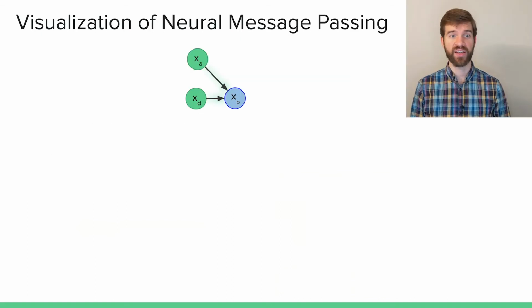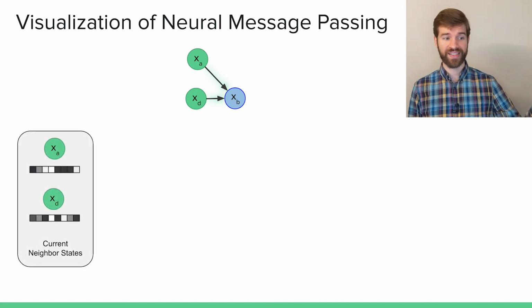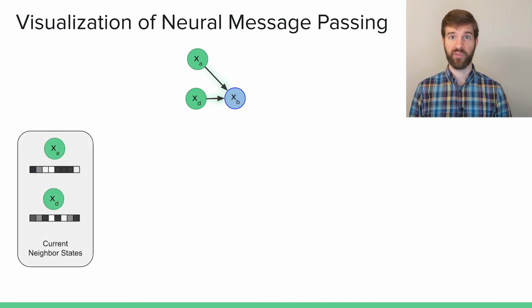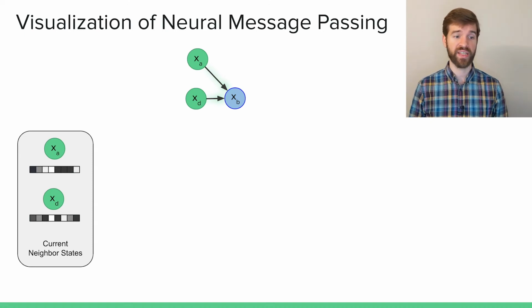Let's visualize such a neural message passing step because I think it's still quite abstract. Imagine that we have two nodes XA and XD that are sending a message to our node XB. How would this go on? The nodes XA and XD are represented by their feature vectors. So it's the current state of these neighbors.